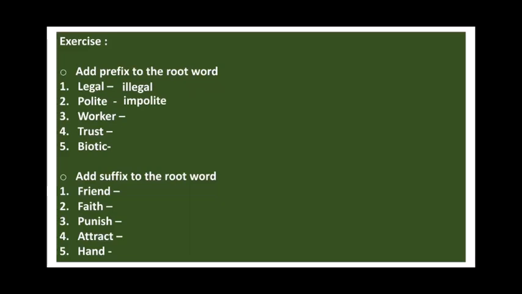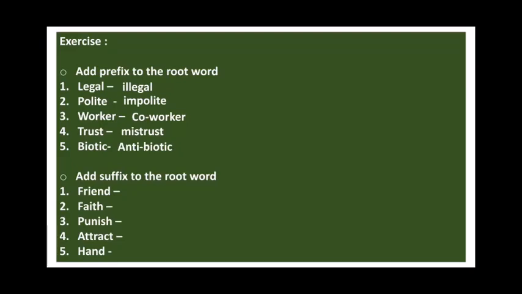Next is worker. So when you add a prefix to worker, it becomes coworker. Next is trust. So we have mistrust. We have added mis, which is a prefix. Next is biotic. So we have antibiotic. We have added anti as the prefix.